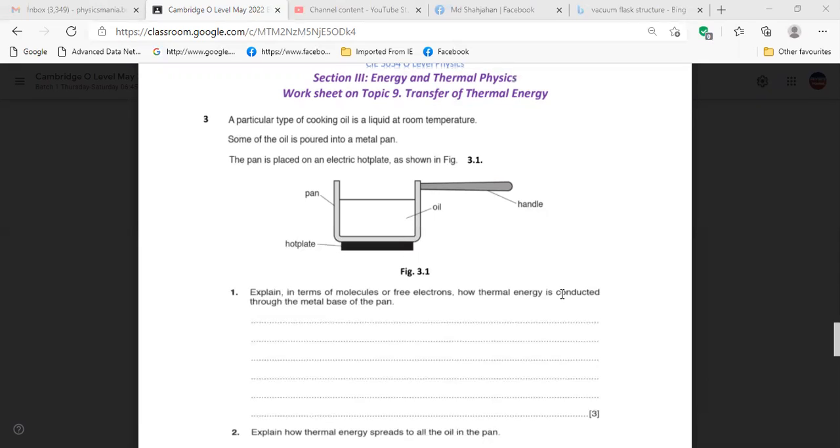Okay, so the molecules vibrate and that vibration is transferred to the next molecules, right? So how will we write it? The molecules vibrate and the energy transfers by vibration to the next molecules, right? Yes, sir. So write it.